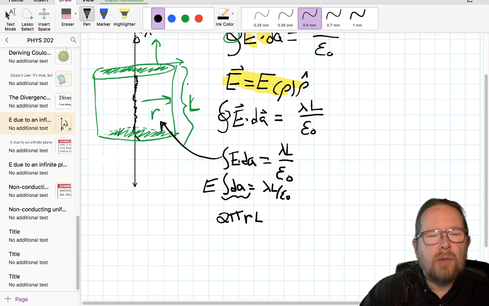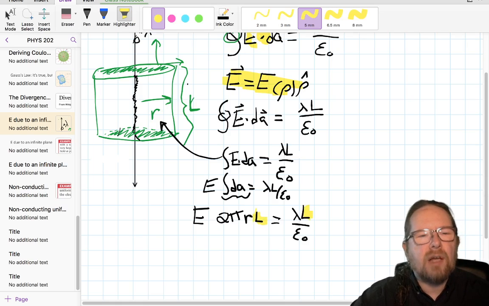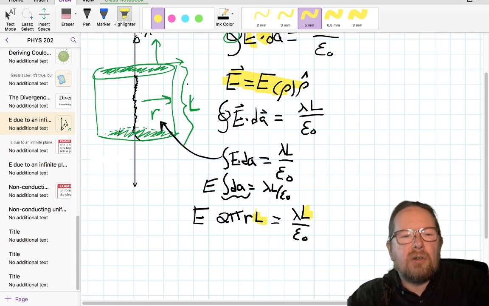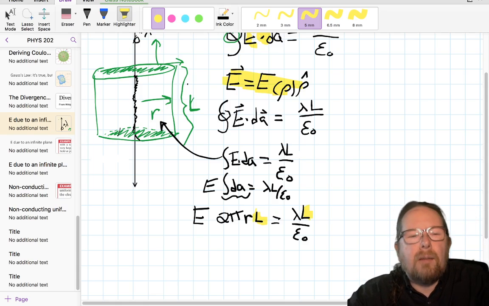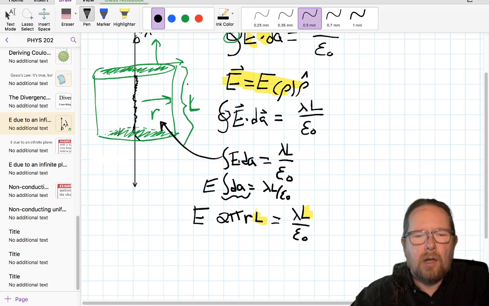So what we've got is E times 2 pi r L is equal to the charge density times the length of the cylinder over epsilon 0. Notice that the L's cancel. They have to cancel because the L has no physical significance in our problem. The L is just a height of an arbitrary cylinder that we made up in space. It can't enter into the problem because it doesn't have any physical reality. It's just a made-up surface that we generated. So thank goodness it cancels out and we can get rid of it.